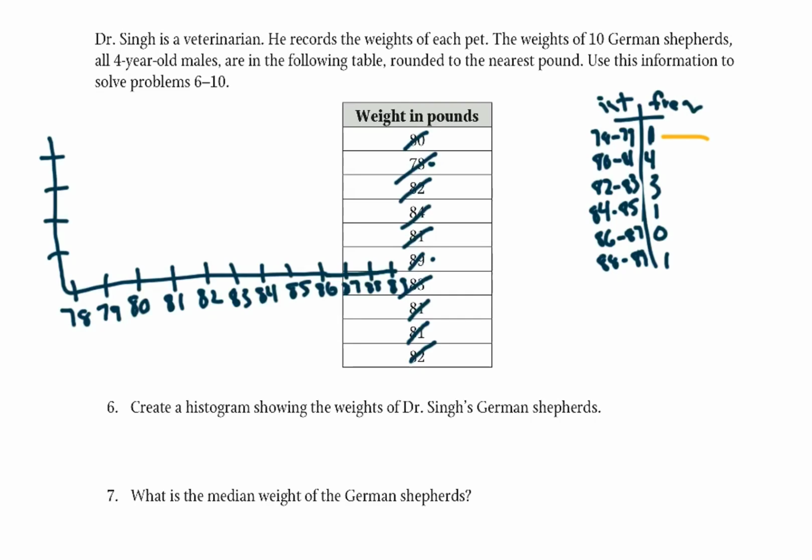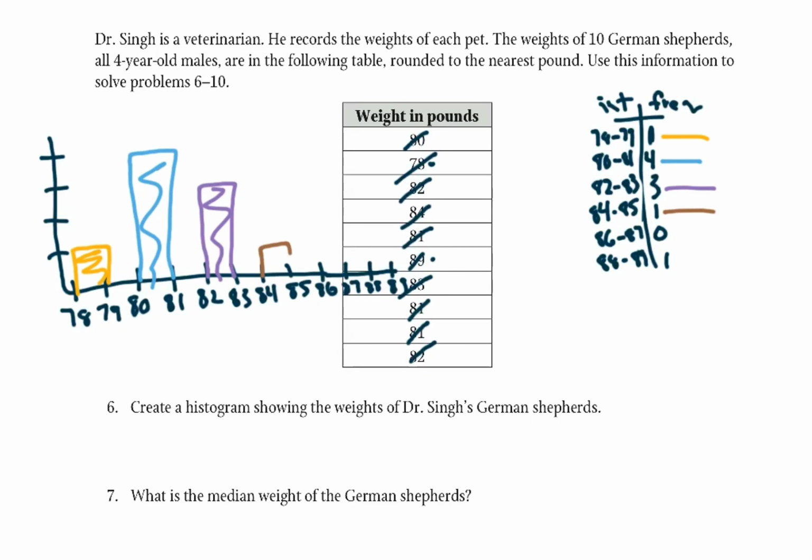So for our first interval, go up to 1. Then our second interval, we go up to 4. Our third interval, we go up to 3. And generally they like them to be connected. The way we kind of did our intervals, it's not quite working that way, is it? Then 84 to 85. And then 88 to 89 was also 1. Okay, and there's our histogram.